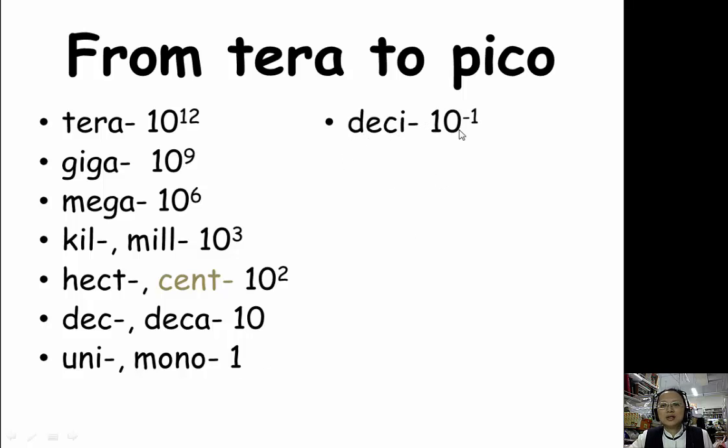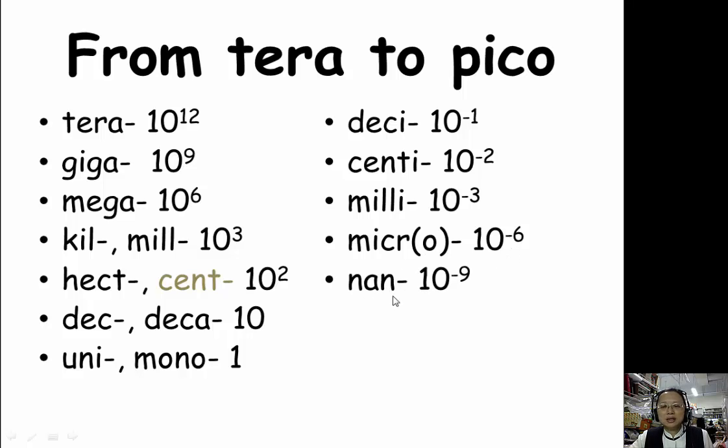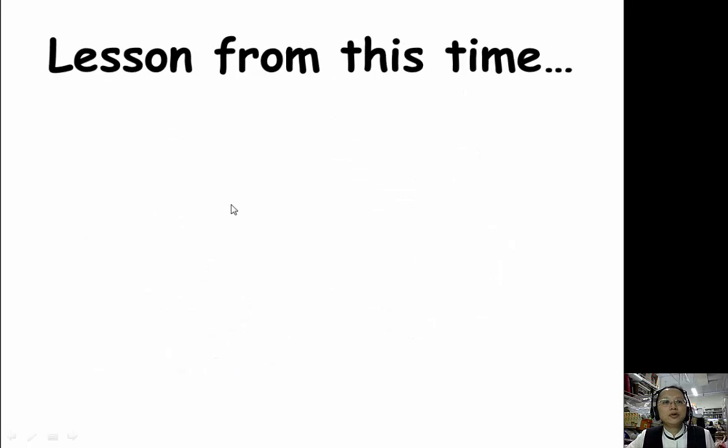Then deci is 10 to the power minus 1. Centi is 10 to the power minus 2. Milli is 10 to the power minus 3. Micro is 10 to the power minus 6. And nano is 10 to the power minus 9. Pico is 10 to the power minus 12. See that, from all the really big numbers to really, really small numbers? Let's review what we have learned this time.